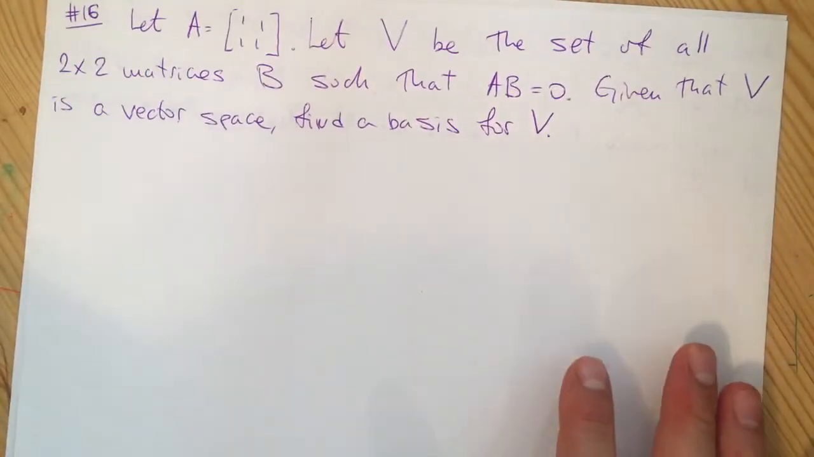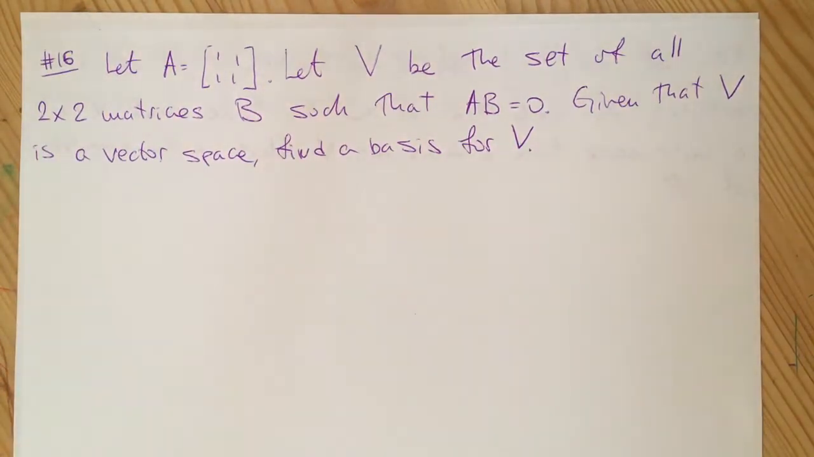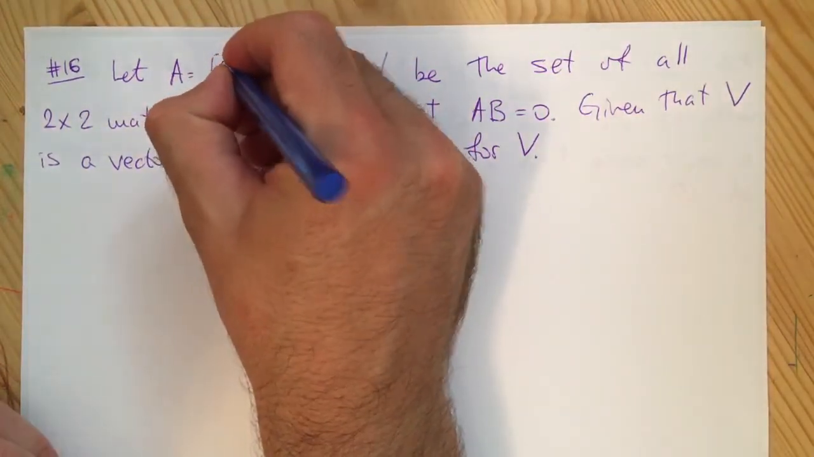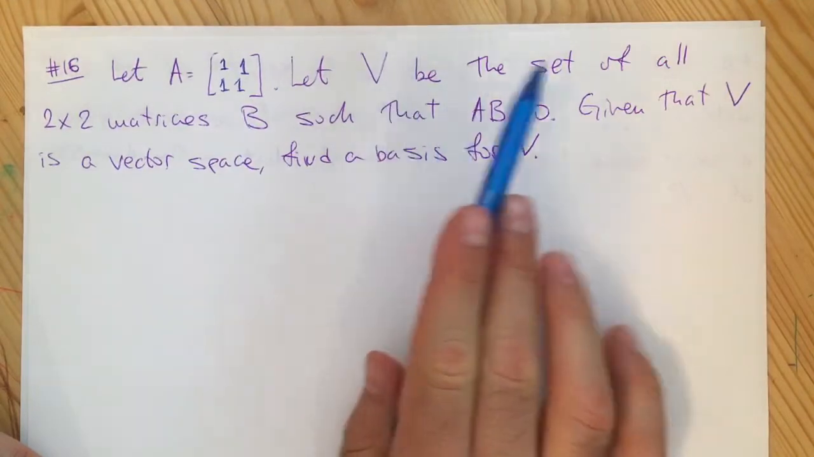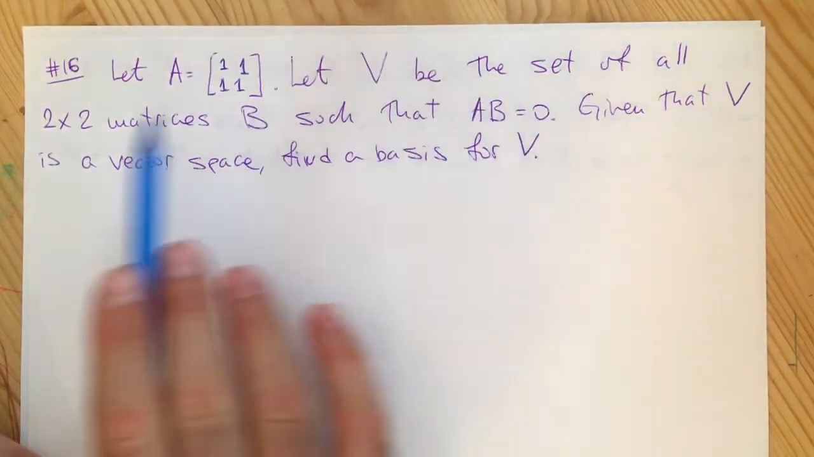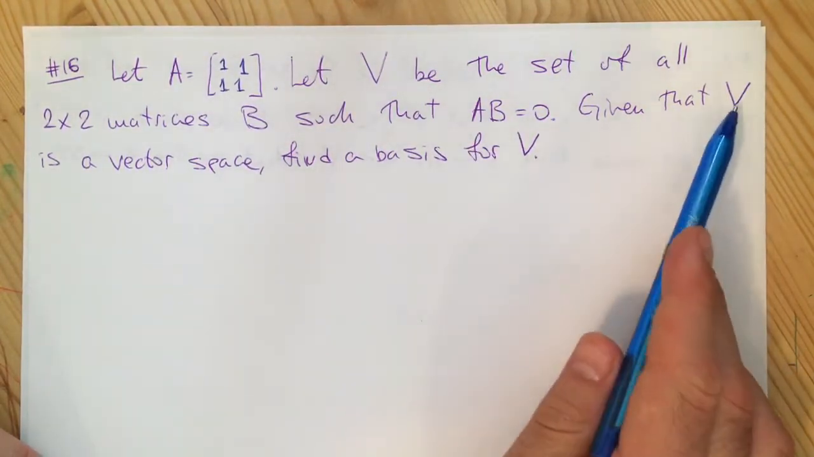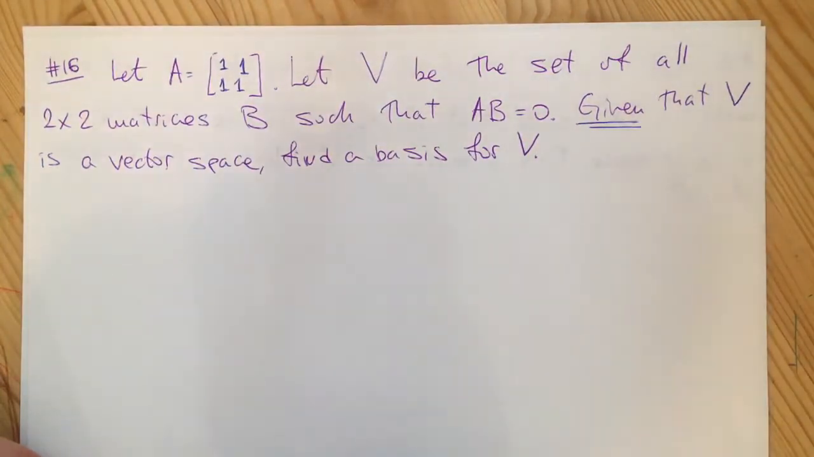The next problem is somewhat similar to the one that we just did. It says: let A be the same matrix as in the previous problem, 1, 1, 1, 1. And let V be the set of 2 by 2 matrices B such that AB is equal to 0. Given that V is a vector space, find a basis for V. So how do we do this?